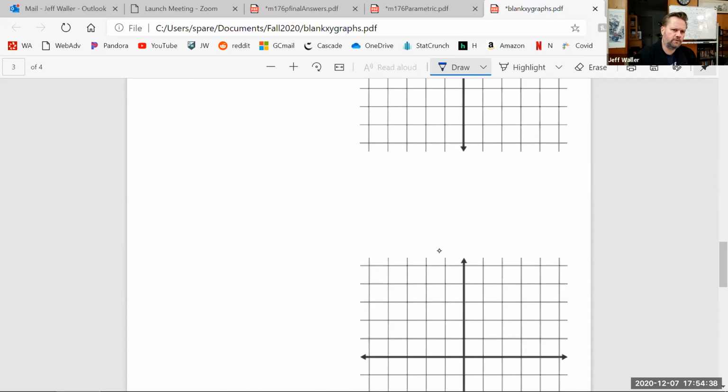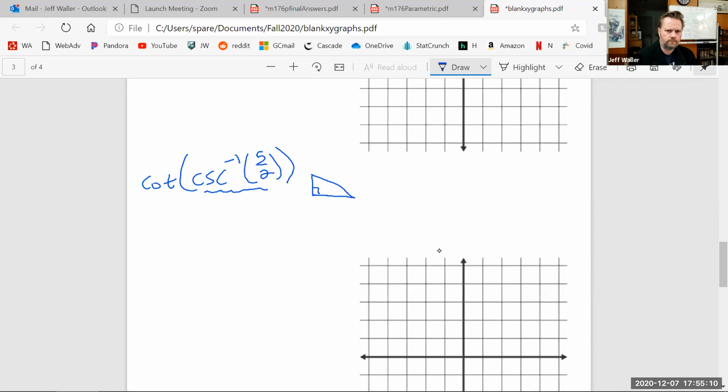All right, so let's see. So what if I ask you for the cotangent of the inverse cosecant of 5/2? What do you do on that thing? Draw the triangle. Inverse trig can be represented by the triangle.